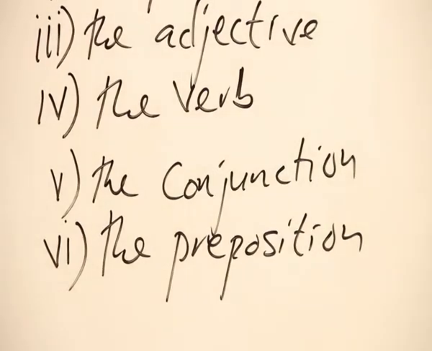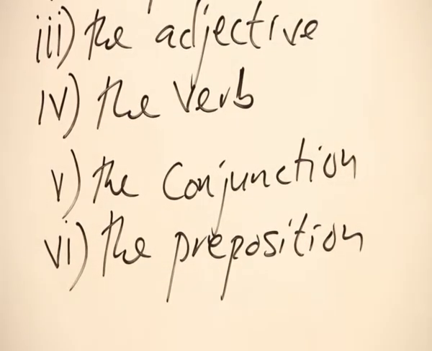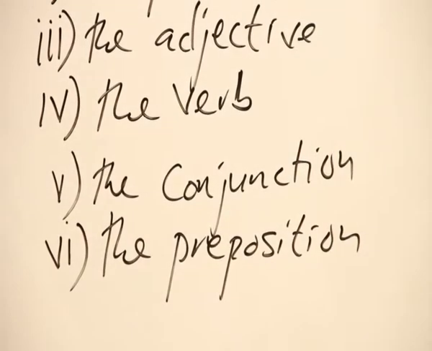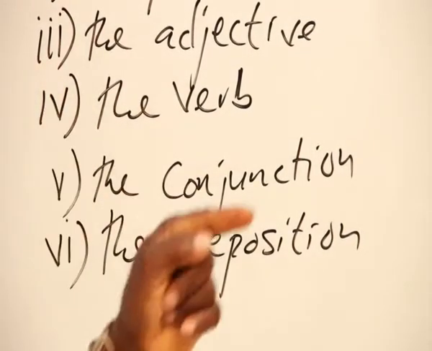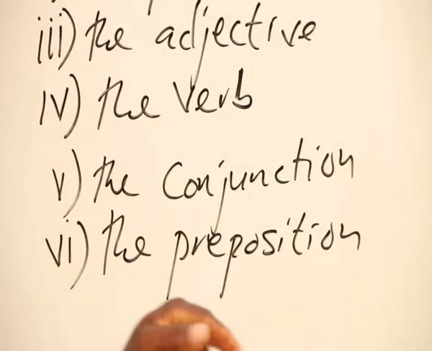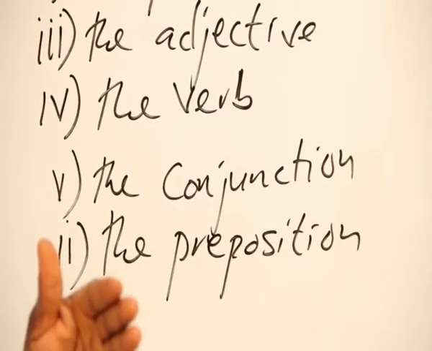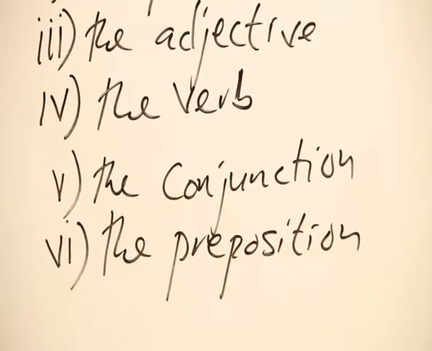Let's give an example. The book is under the table. The word under is a preposition showing the relationship of the book, a noun, and the table, another noun. The boy is between his father and the mother. Between shows the relationship of the boy to the mother and the father. So that is the point. So that is what a preposition is.